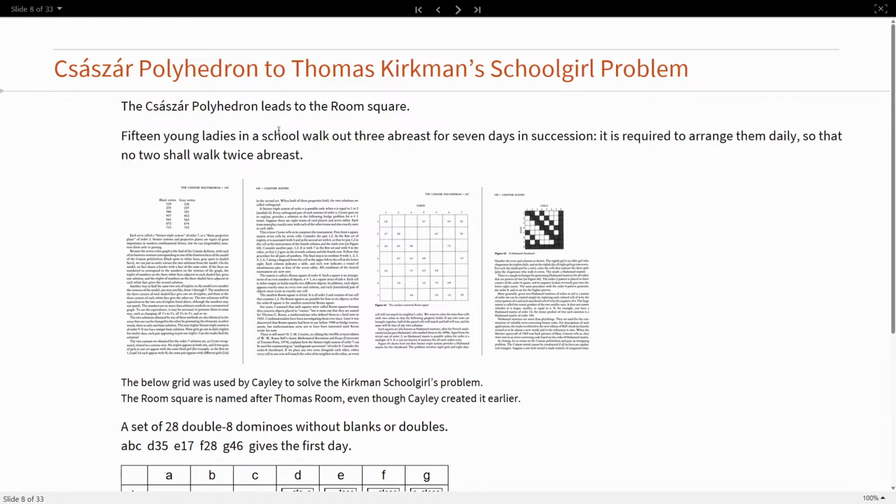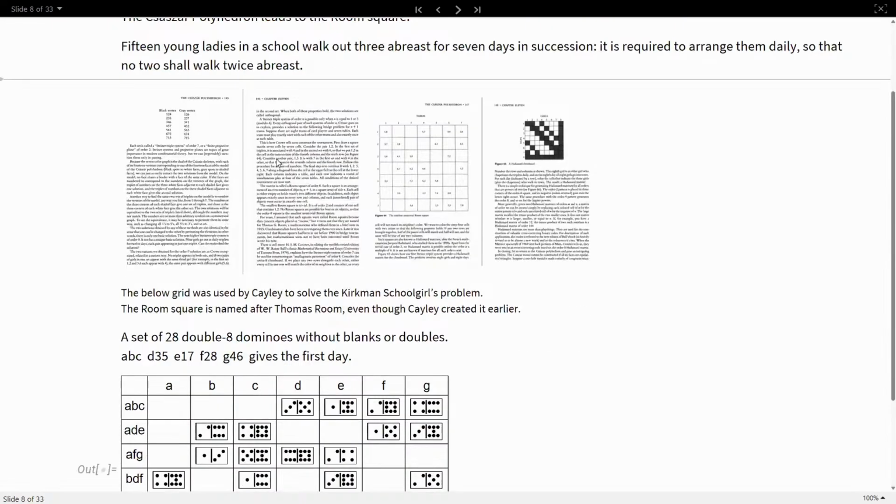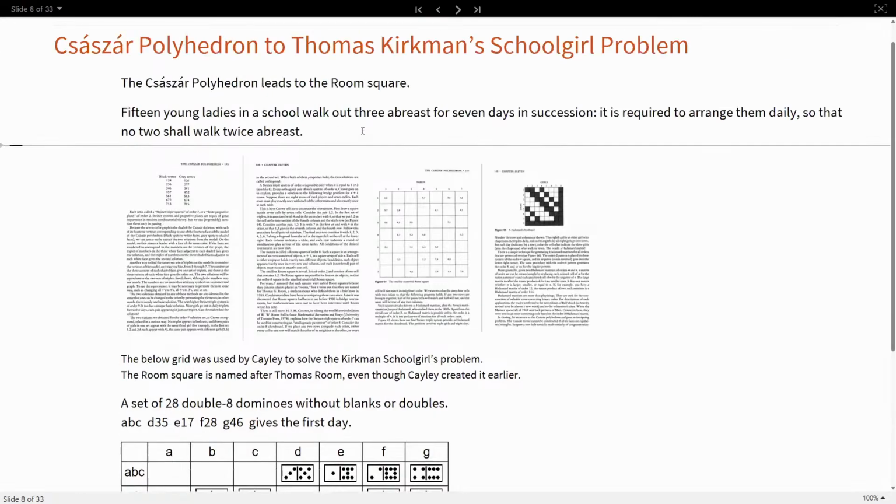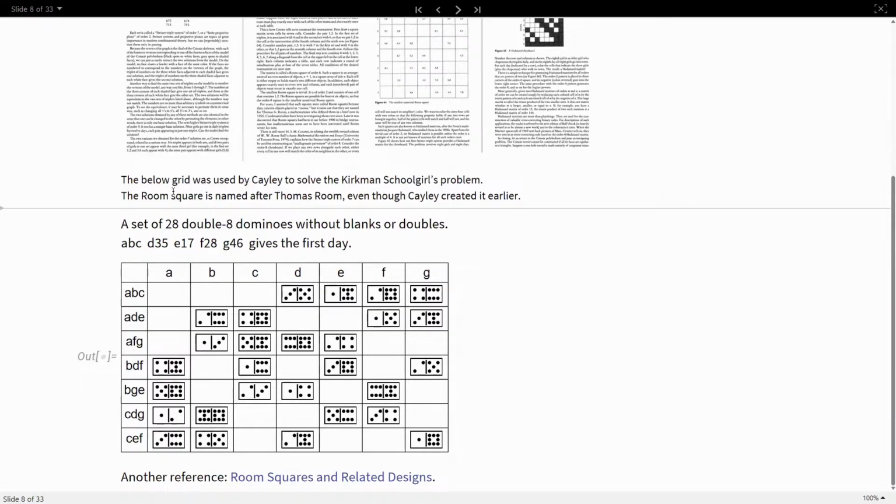15 young ladies in a school walk 3 abreast for 7 days in succession; arrange them daily so that no two shall walk twice abreast. It turns out that this Room square, which you can get from the polyhedron, is similar to the one Cayley used in the same way years before Thomas Room was born, in 1850, if I remember right. And basically, you arrange a set of 28 double-8 dominoes without blanks or doubles in this configuration.